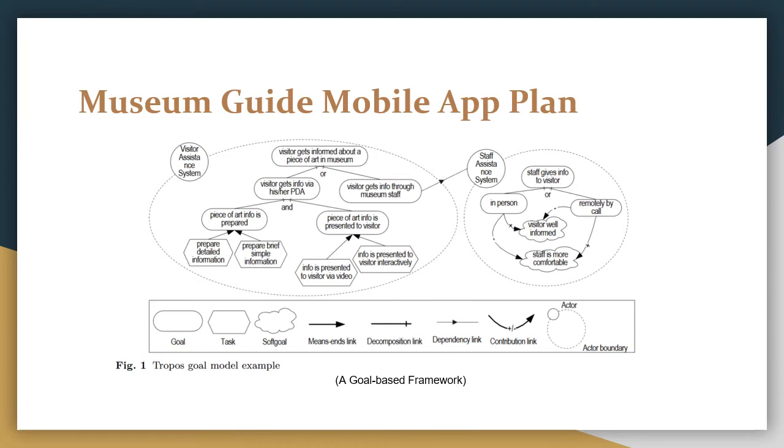In this figure, it shows a museum guide mobile app plan implemented through one of the goal-based approach models called Tropos. Tropos projects the system as a set of interdependent actors. Each actor has its own strategic interests. These goals are analyzed in a top-down manner to identify more specific sub-goals needed to reach the upper-level goals.